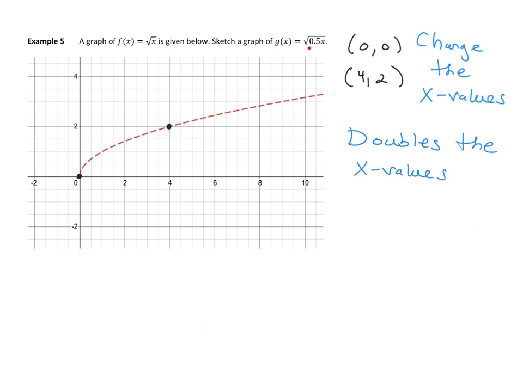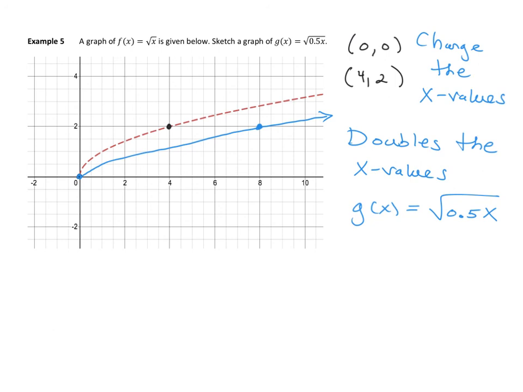So to think about what this new function will look like, you can look at the x value of this point, which is 0, and if you double 0, it actually stays right where it is, at 0. Now this point has an x value of 4, and if you double 4, that gives you 8. The new function looks like the square root function, but it goes through these points, and so you get something that looks like this. So that's the function g of x. We're doubling the x's.